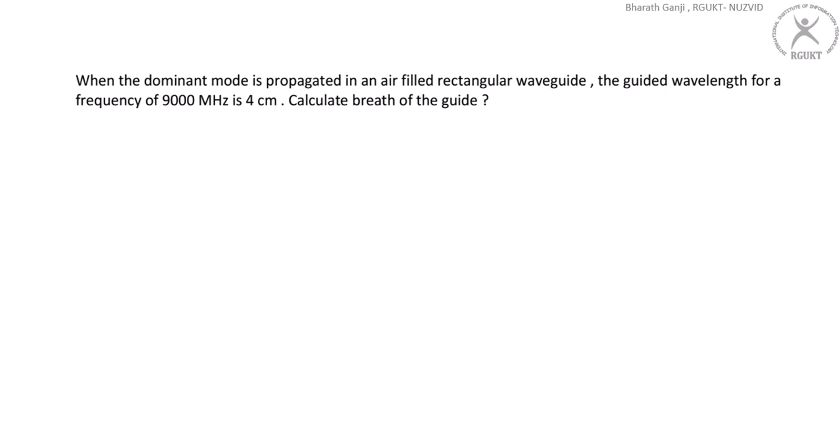The question asks for when the dominant mode is propagated in an air-filled waveguide. The dominant mode is definitely TE10 mode and it's air-filled, so mu r and epsilon r are equal to 1. The guided wavelength is given as 4 centimeters and the frequency of operation is given as 9000 megahertz. The question asks for the breadth, meaning they are asking for the value of a.